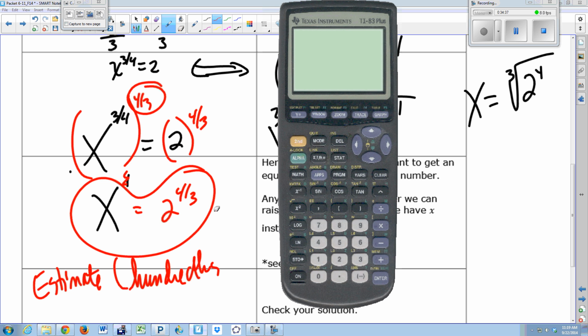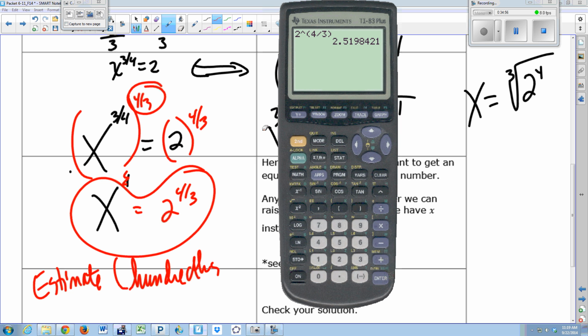Okay. So you go like this. You say 2. You use your little caret symbol here, raised. And then whenever you want to write a fraction for an exponent, you better put parentheses. And then you do just what this says, 4 divided by 3. 4 divided by 3. And there's your estimate.